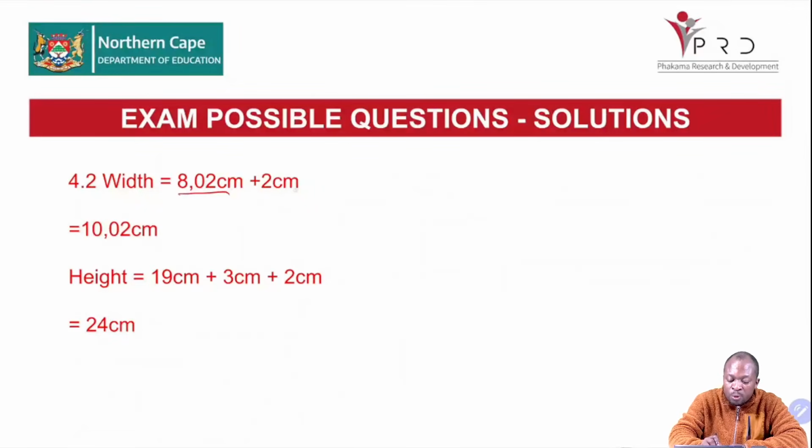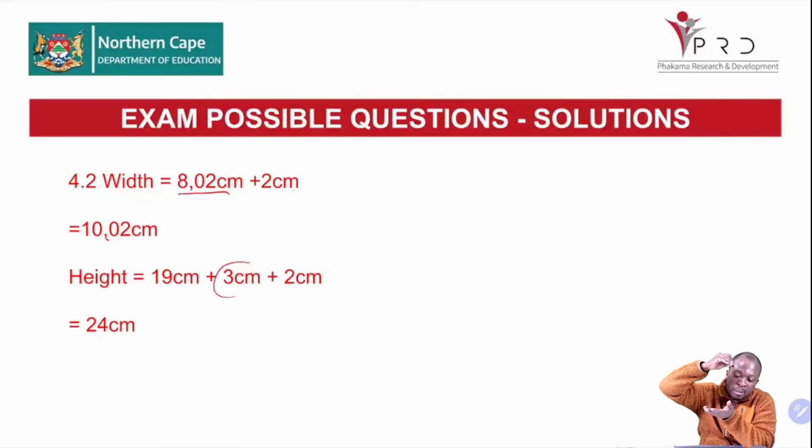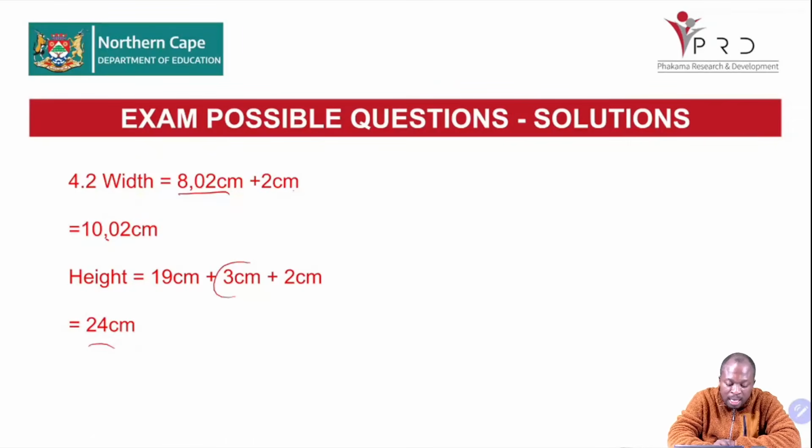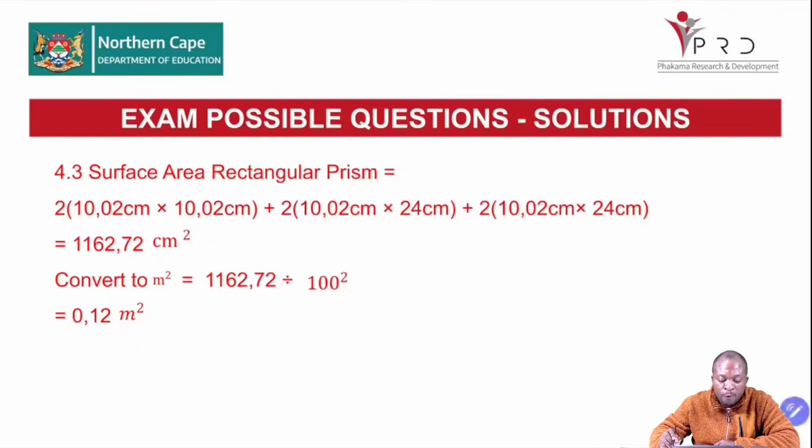So 8.02 plus 2, that will give us 10.02. The height, we know it is 19 now. So what do we do? Plus the 3. Remember they did not fill it completely. So that small extra gap is 3 plus the 2. So the total height is now 24.